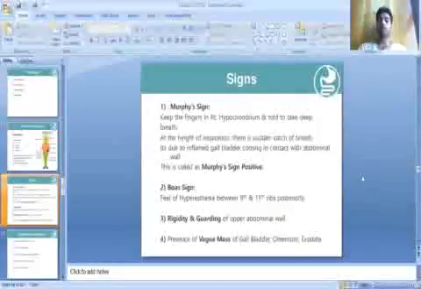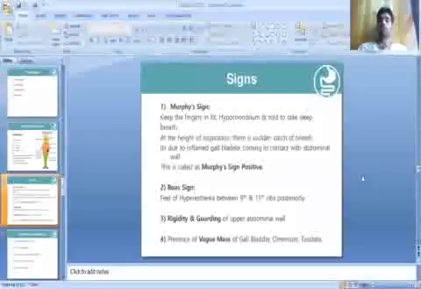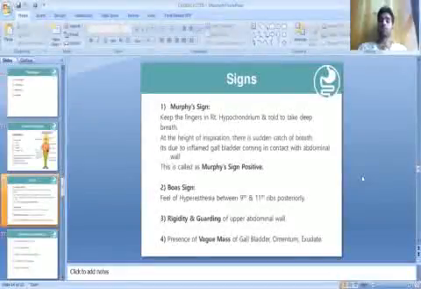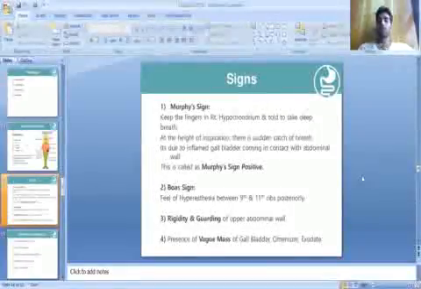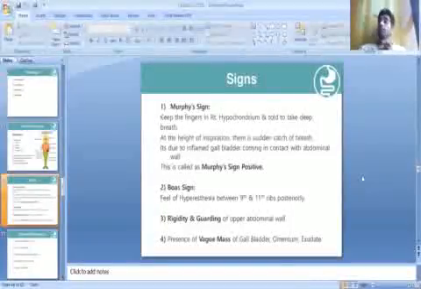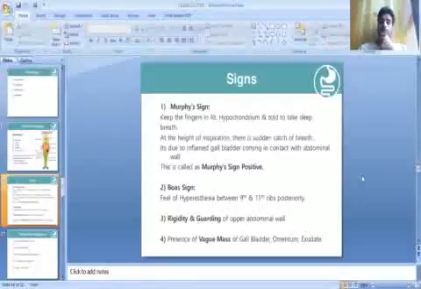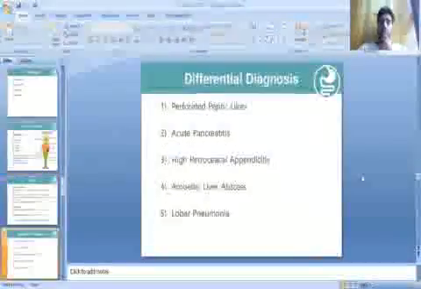There is also hyperesthesia between the 9th and 11th ribs posteriorly, rigidity and guarding of the upper abdominal wall, and presence of a palpable mass of gallbladder, omentum and exudate.